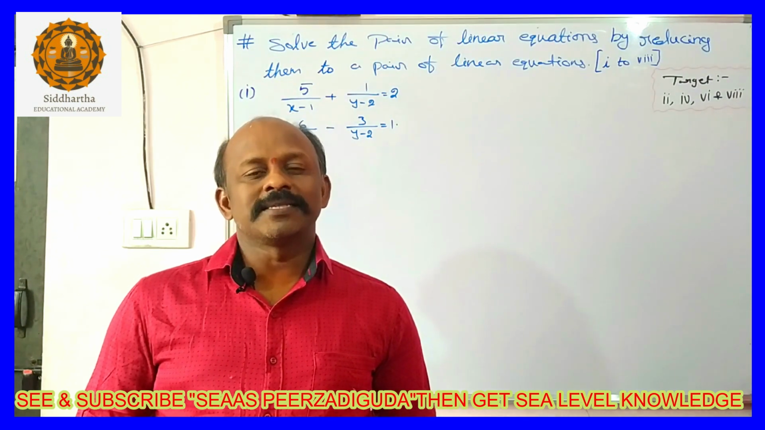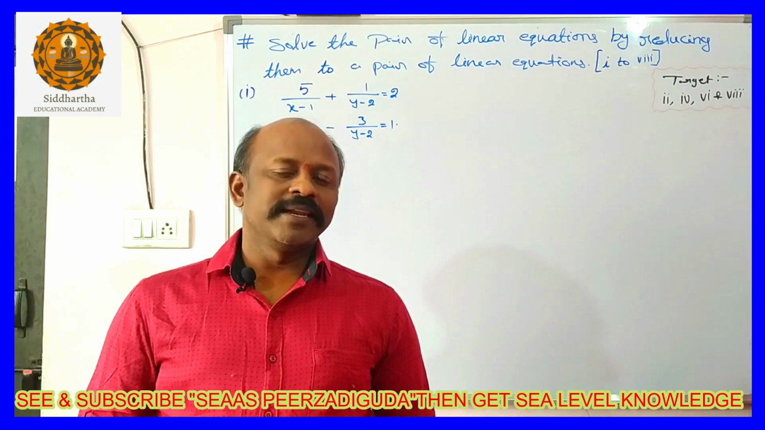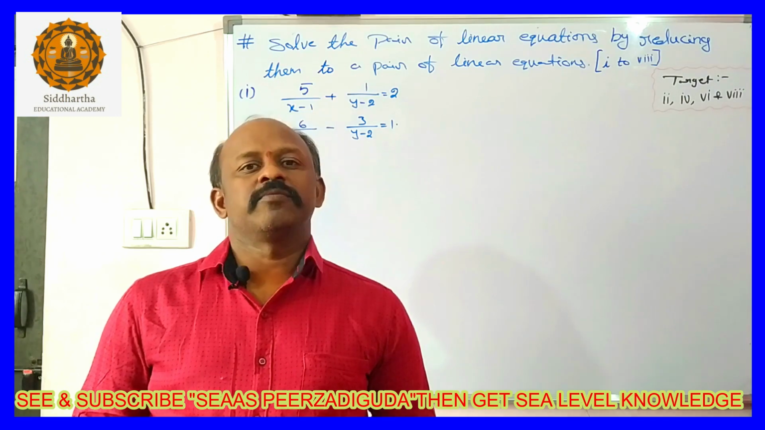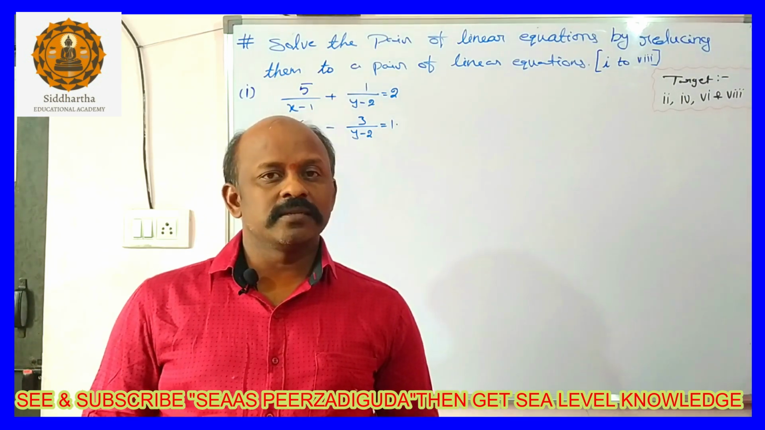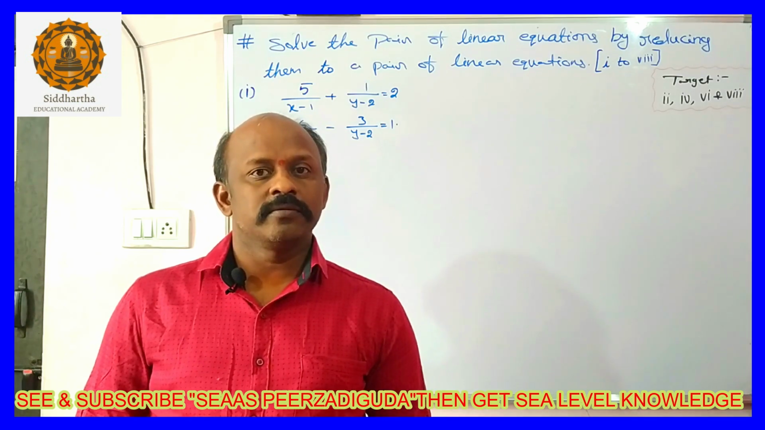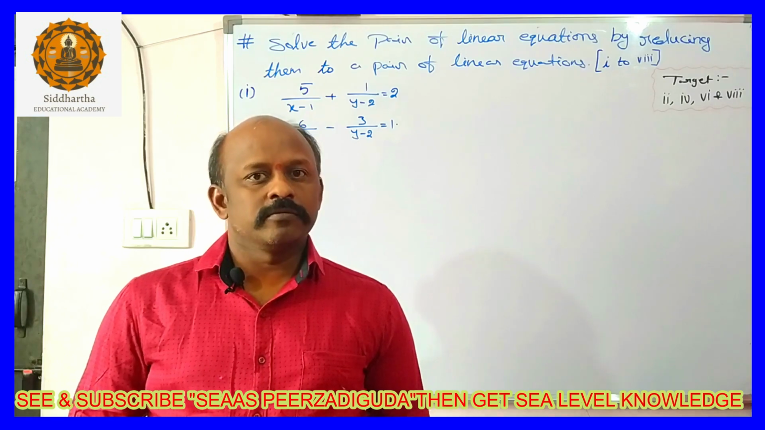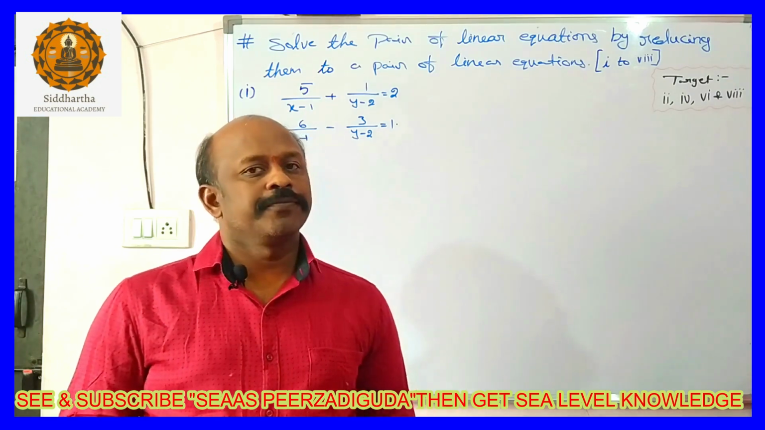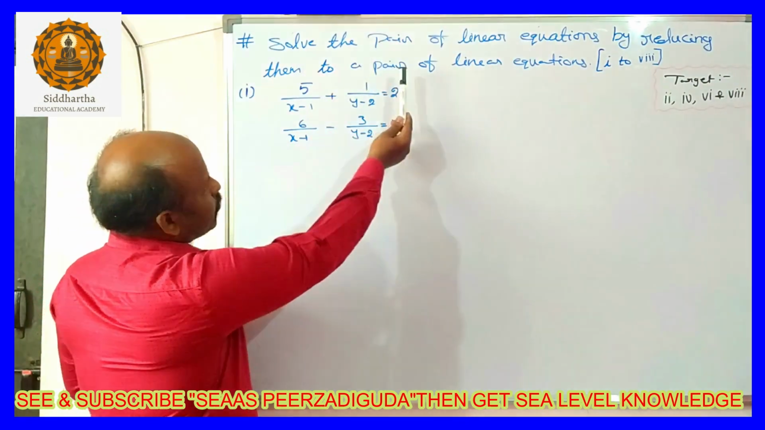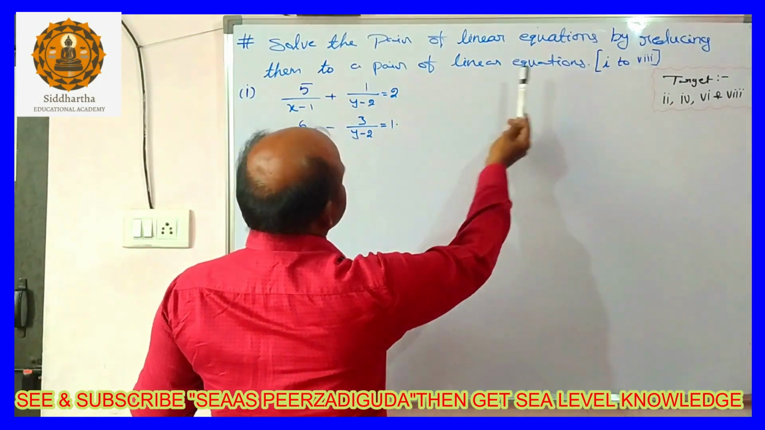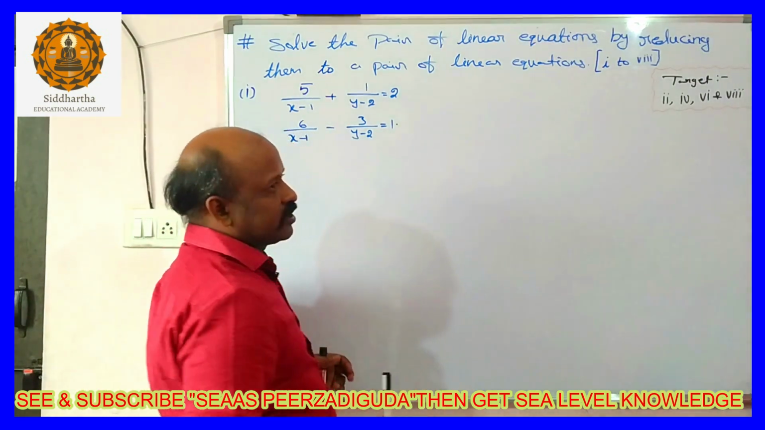Explain some sums based on linear equations in two variables. It is related to SSC, CBSE and ICSE also. Once you observe the question on board: solve the pair of linear equations by reducing them to a pair of linear equations.